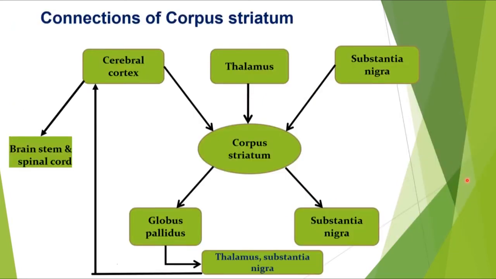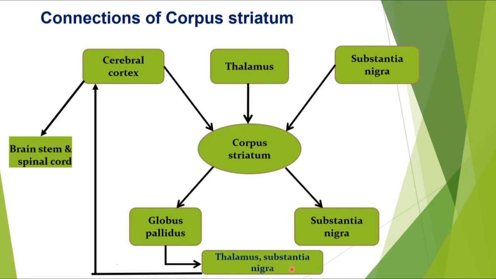The most important connections of the corpus striatum. The corpus striatum receives input signals from the cerebral cortex, thalamus, and substantia nigra through corticostriatal, thalamostriatal, and nigrostriatal fibers. These bring in the afferents to the corpus striatum. The corpus striatum now synthesizes these signals or impulses and sends its efferents to the globus pallidus and substantia nigra. The globus pallidus further synthesizes it and sends its efferents to the thalamus and substantia nigra.